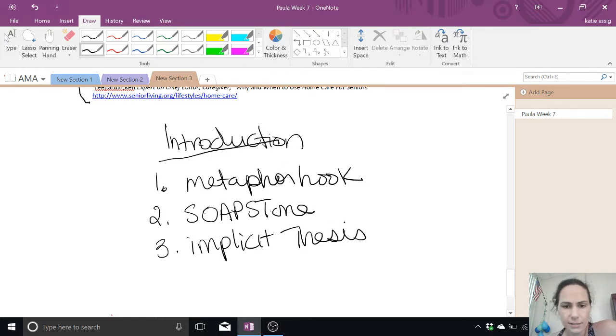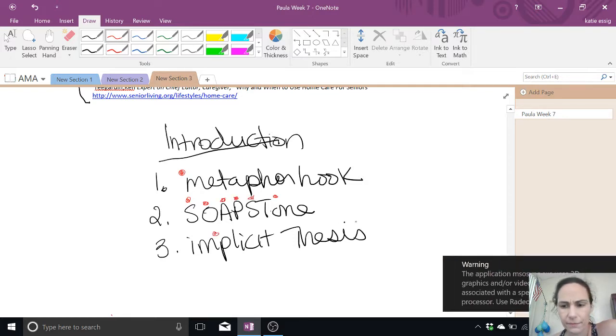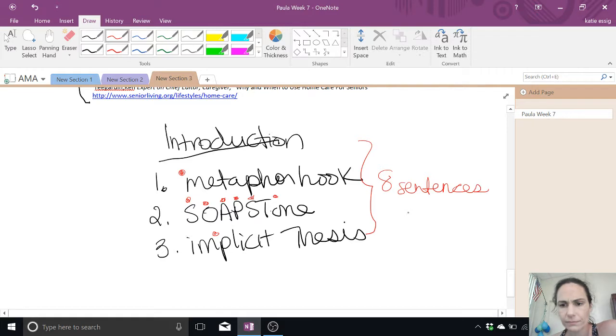How many sentences? Let's note that in a different color. This is 1 sentence, 2, 3, 4, 5, 6, 7, 8. So here you should have 8 sentences in your introduction. I've mentioned many times in our class that a good paragraph is 8 to 12 sentences. So that's what we're going to do.